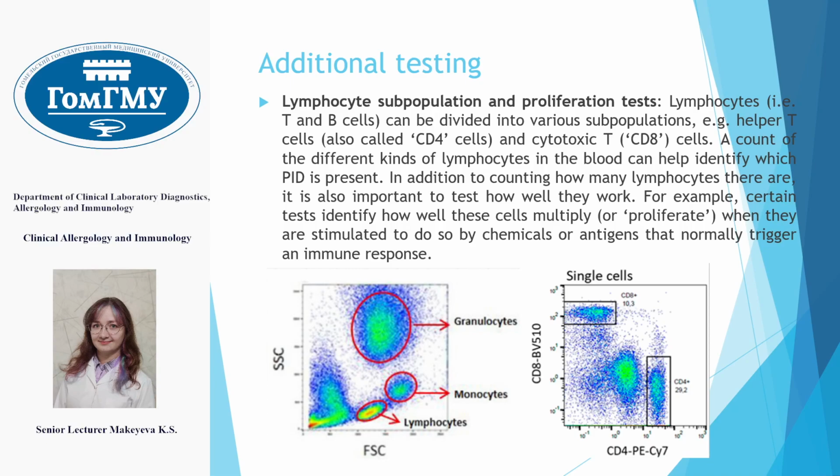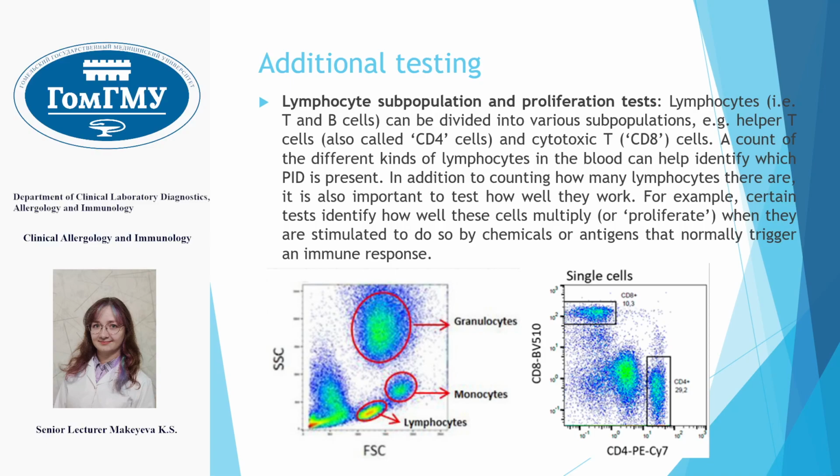Additional testing. Lymphocyte subpopulation and proliferation tests. Lymphocytes, T and B cells, can be divided into various subpopulations. For example, helper T cells, also called CD4 plus cells, and cytotoxic T cells, CD8 plus cells. A count of the different kinds of lymphocytes in the blood can help identify which primary immunodeficiency is present.